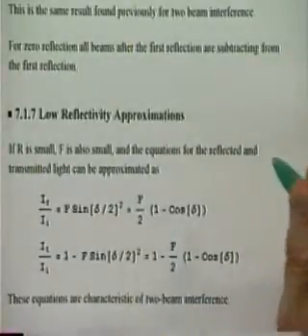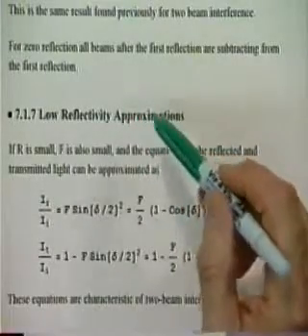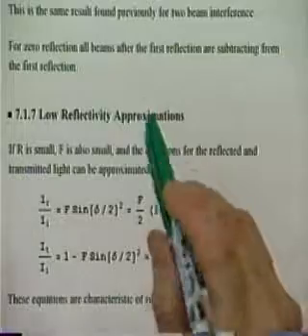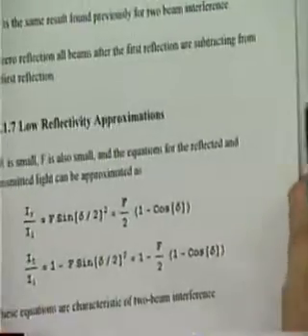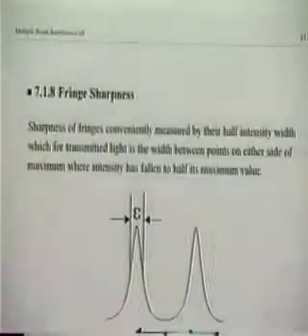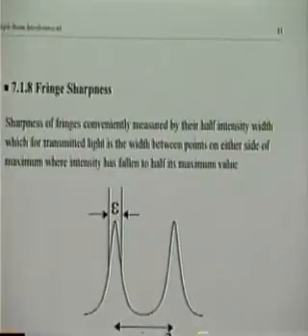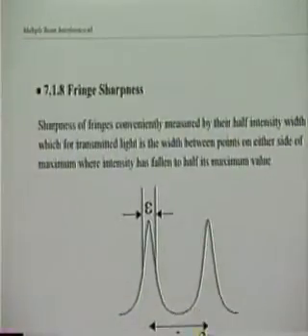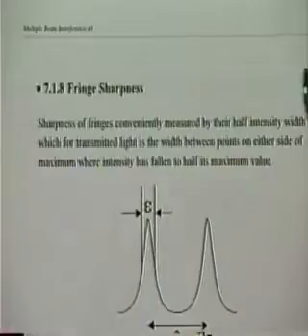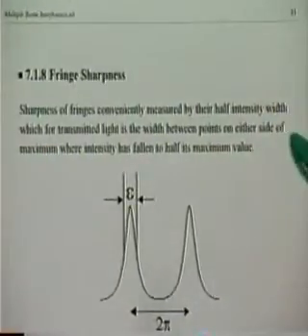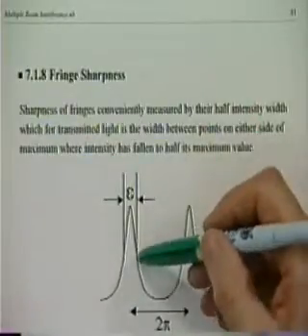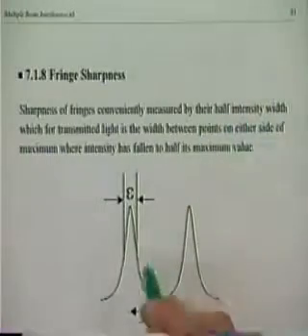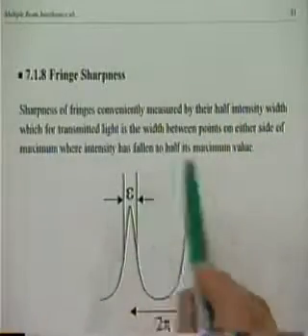Well, the whole idea for getting multiple beam interference is that you like to have nice, sharp fringes. And the question might be, what do I mean by sharp? And so, I just happen to have a section on that. We'll call it 7.1.8, which is going to be fringe sharpness. And the question is, how do you define sharpness? The way that you normally find it in the books is that they go up to the half intensity point, and they find the width at half intensity. And we will call that epsilon.